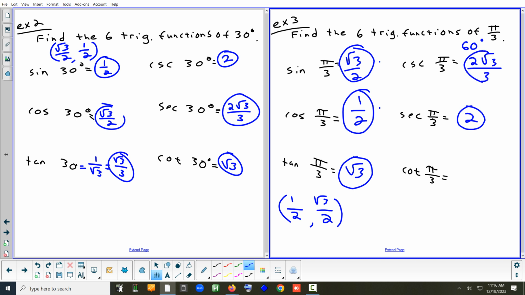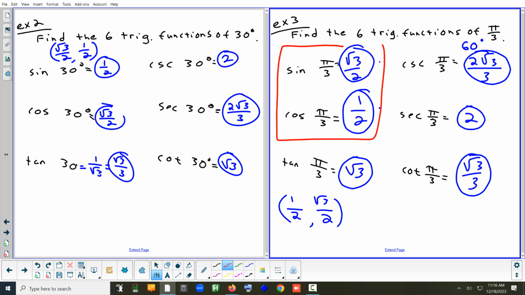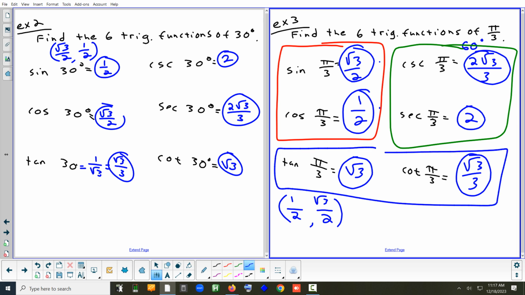2 root 3 over 3. And how about when you flip root 3? Yep. Square root 3 over 3. So for these two, the sine and the cosine are flipped between them. Those two flipped, yep. Then the cosecant and the secant flip. Those two flipped, yep. But then the tangent and the cotangent flip. Correct.